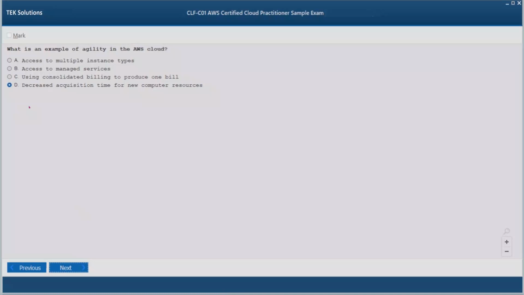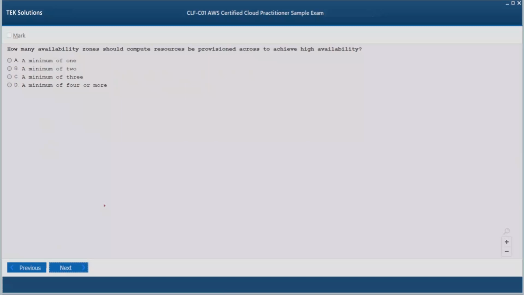We can easily get new compute resources very quickly, and that's the example of agility in the AWS Cloud. Access to multiple instance types is not the agility here. Access to managed services, it's not agility again. Using consolidated billing, it's nowhere near agility. Example of agility, option D is the correct answer.